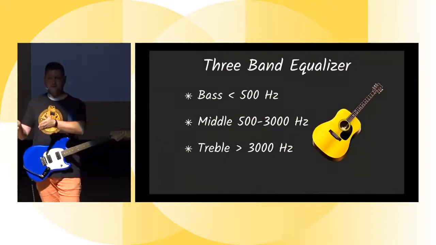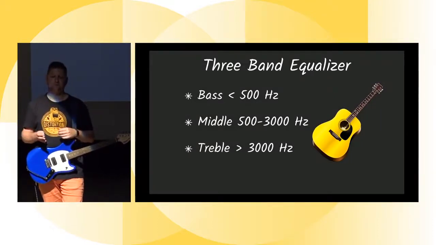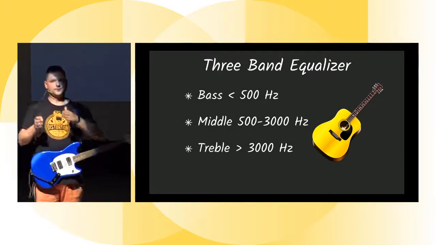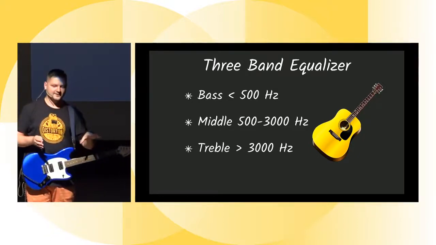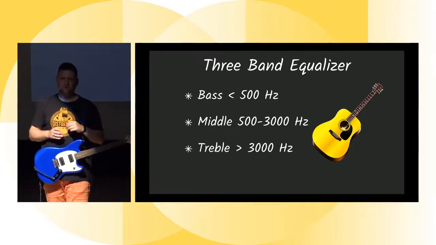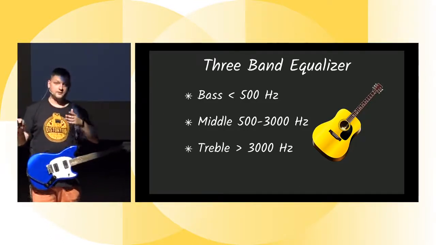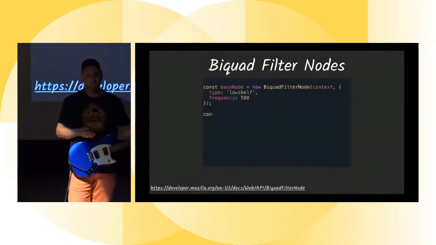So basically, we need to split our frequency range into 3 bands. Everything below 500 Hz will be for bass control. Everything above 300 Hz will go for treble control. Everything in the middle will be middle. Here is how it looks in code.